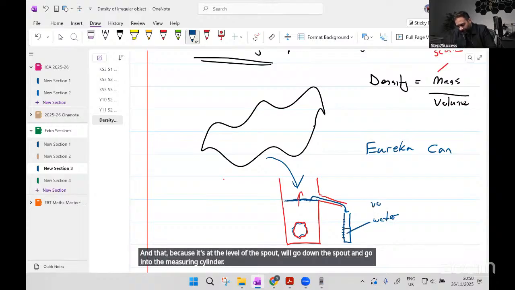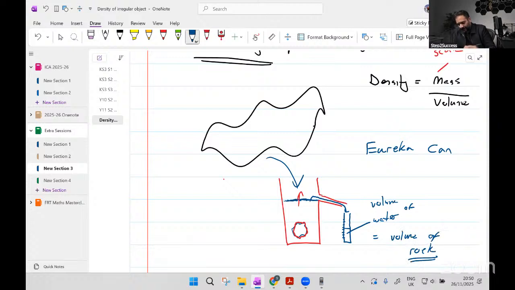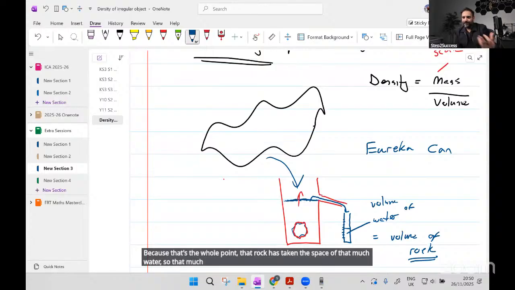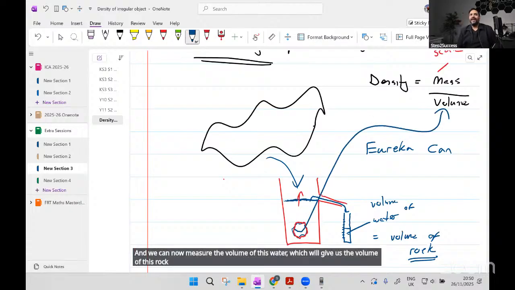And the volume of this water, which we can now measure because of the measuring cylinder, must equal the volume of the object, or the rock in this case. Because that's the whole point. That rock has taken the space of that much water, so that much water has come out. So the volume of those two things is the same. We can now measure the volume of this water, which will give us the volume of this rock. We then take that volume and put it into this formula, and we have the density of the object.